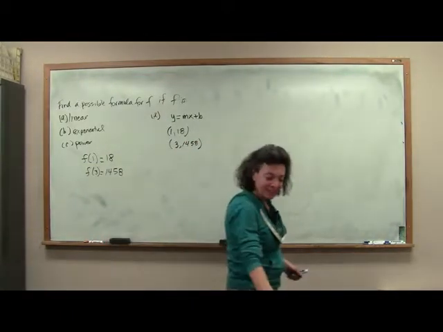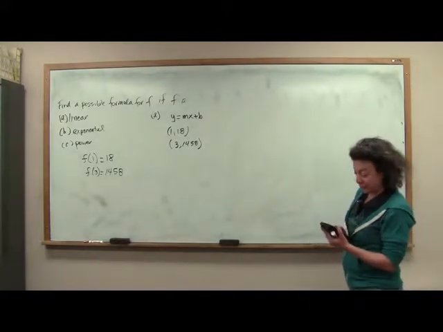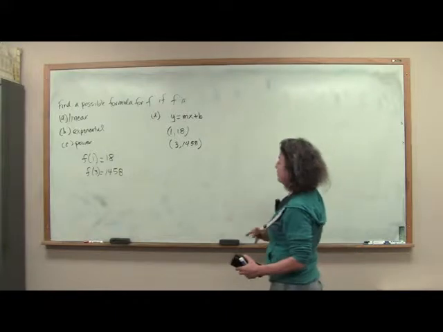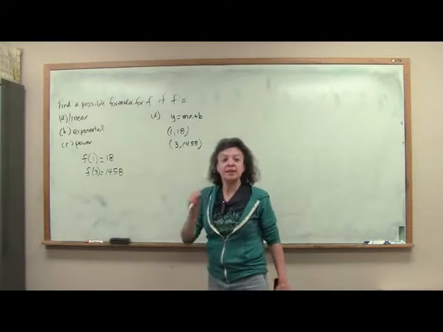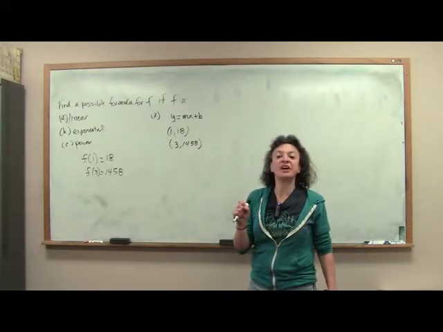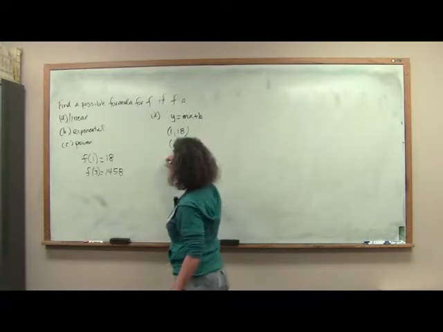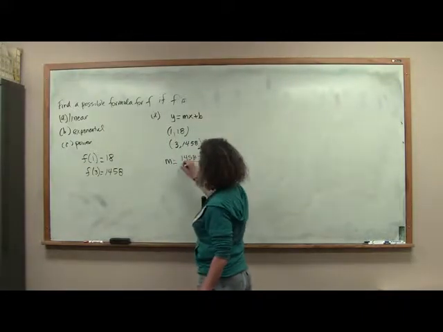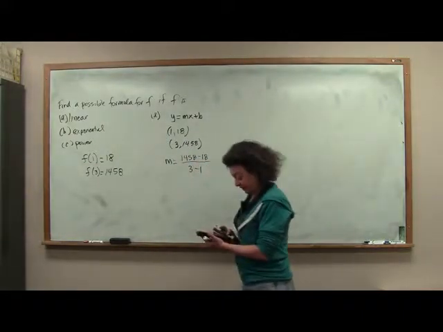1,458). All right. Now, when we want to find the equation of a line, and we're given 2 points, the first thing we need to do is find the slope. Recall, the slope of the line is the change in y values over the change in x values.